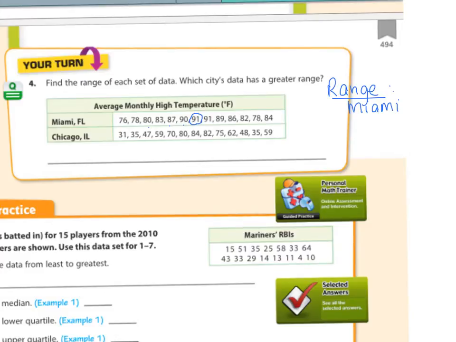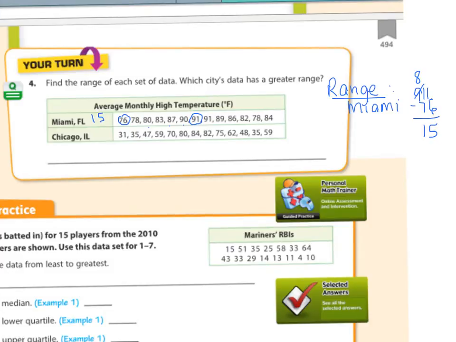What's the smallest number? 76. Is that it? 76. So 91 minus 76. You better be subtracting correctly. If the bottom number is bigger, you have to borrow. Okay, so the range for the high temperatures, there's a 15-degree range.